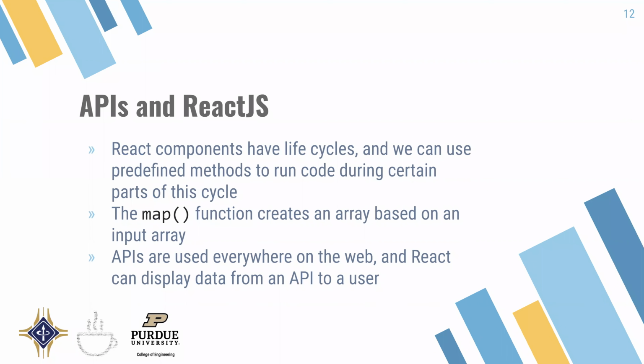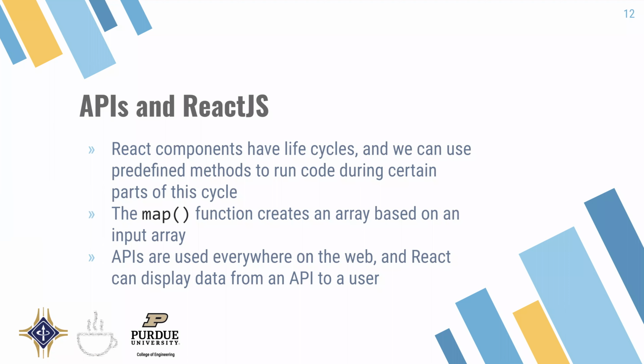And the last lesson, APIs and ReactJS. So yeah, React components have life cycles. So when they're mounted, before they're destroyed and before they're updated and stuff. And we can use these life cycles to basically monitor how the process is going, or tell the program to ensure that a certain action happens only in a certain step of the process.